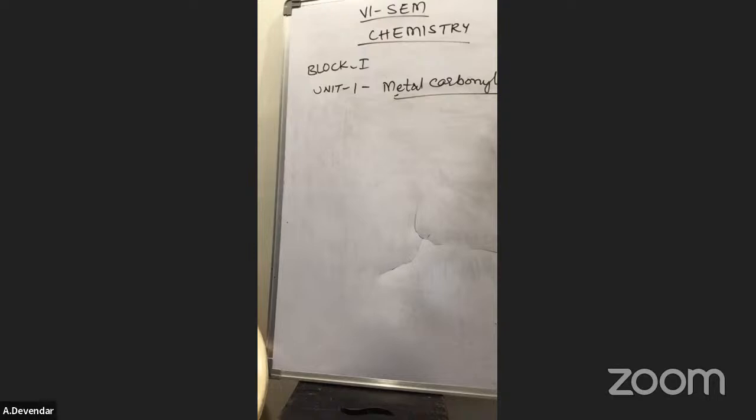Okay, next we will go to the third chapter, that is organometallic compounds. So organometallics, what are organometallics? What is the classification? First, we are discussing the classification. So yesterday the first unit was over, the second unit is non-aqueous liquids, and third is the metal carbonyls.